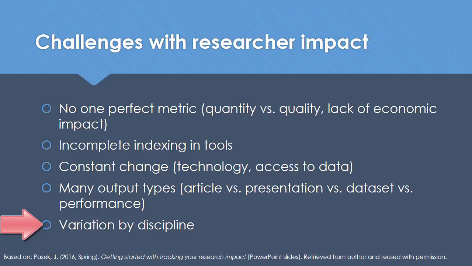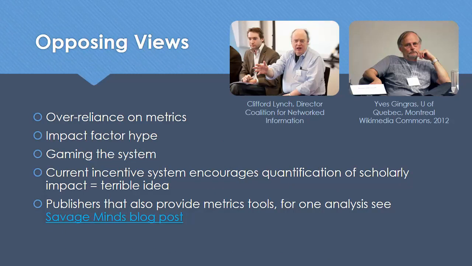Finally, tracking impact looks different in all disciplines. The hard sciences focus on different aspects of impact than the humanities. Different institutions may also have various preferences and customs. Thus, it is difficult to compare two individuals from different disciplines or even from different institutions. Because of this, some say there is an over-reliance on metrics.